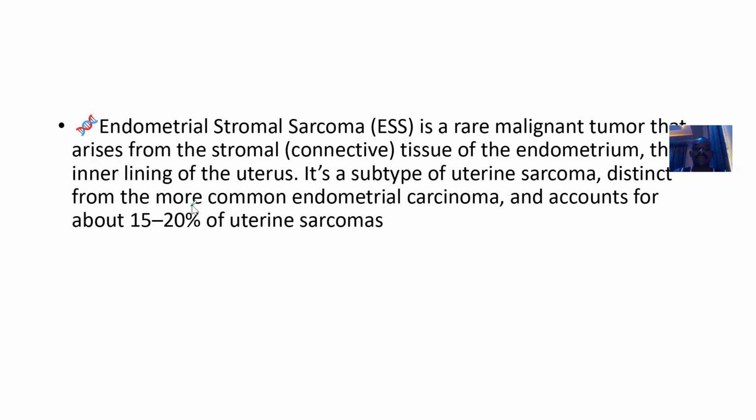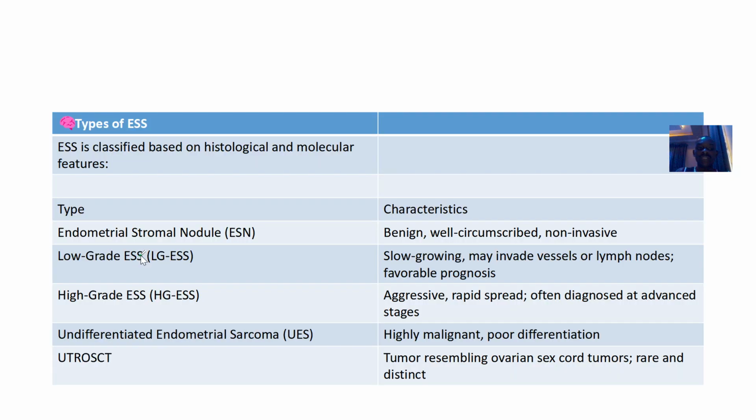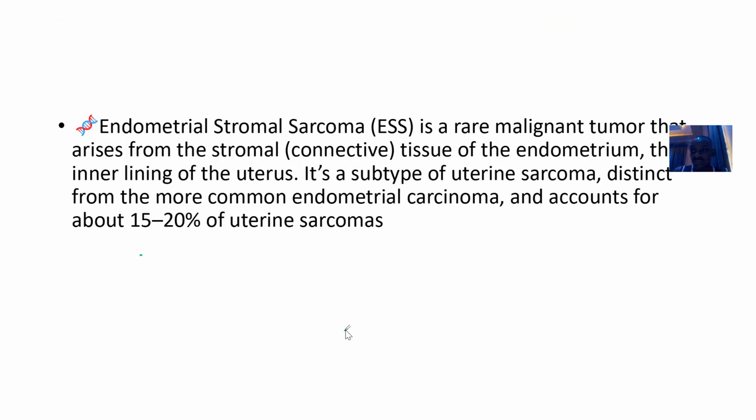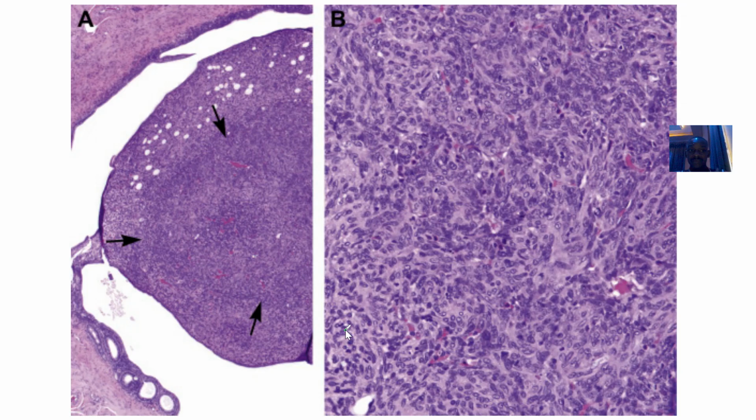You understand? So for the types of endometrial stromal tumors, again, we have the endometrial stromal nodule, we have the low grade one, we have the high grade one, we have the undifferentiated. All right, then that's just it, right? But basically you can just know it as it is. Of course, the uterus now looks different from what it is originally supposed to be.